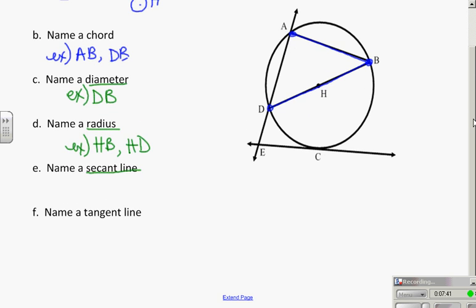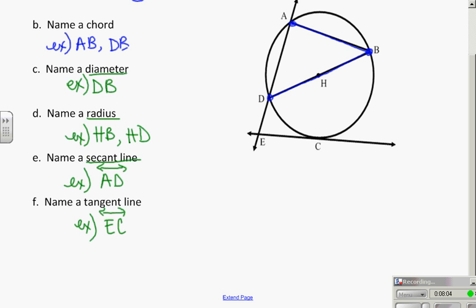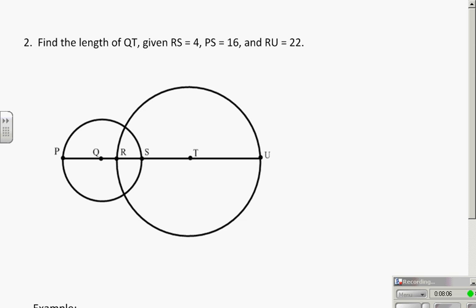A secant line, remember, a secant line is going to intersect in 2 places. And so our only line that does that is line AD. And a tangent line is only going to intersect in 1 place, and that is line EC. The point of tangency for that line is C.